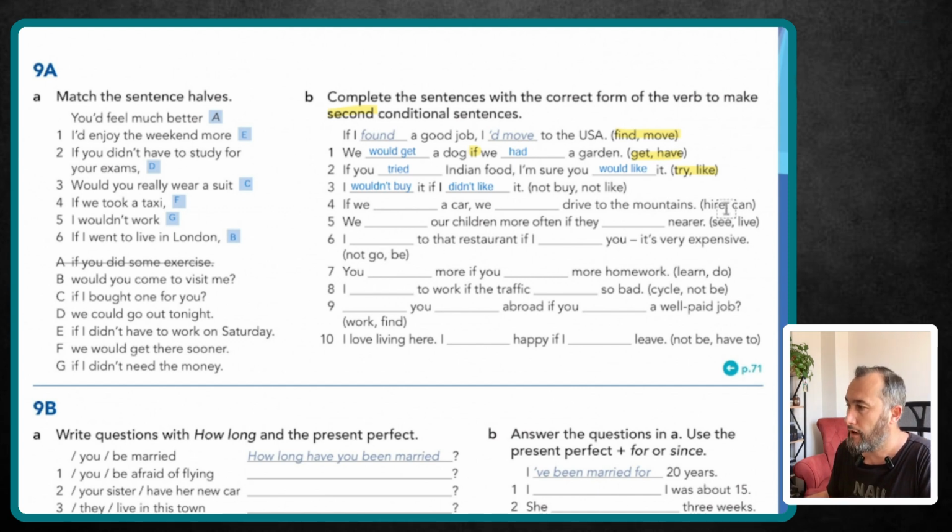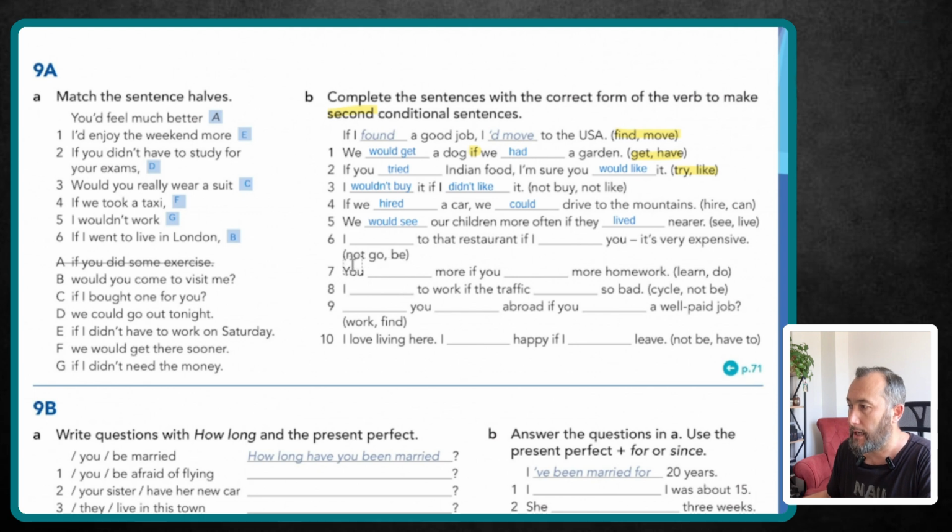That means someone is buying it because he likes it. Number 4, hire, can. If part, so it's past simple. If we hired a car, we could drive to the mountains. Number 5, we our children more often if they. So here the second part is the if part. We're going to use past simple. Second verb is past simple. So if they lived nearer, we would see our children more often.